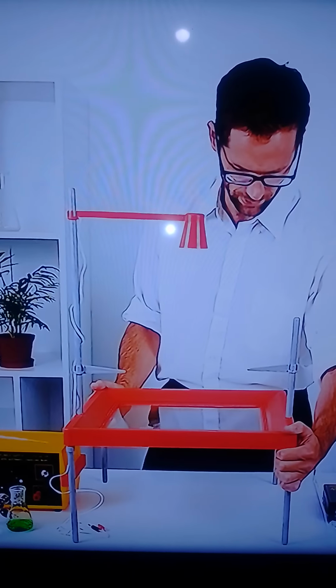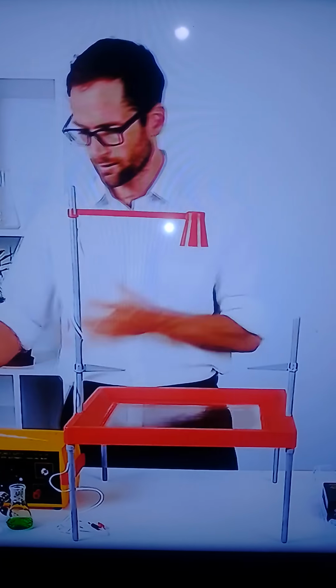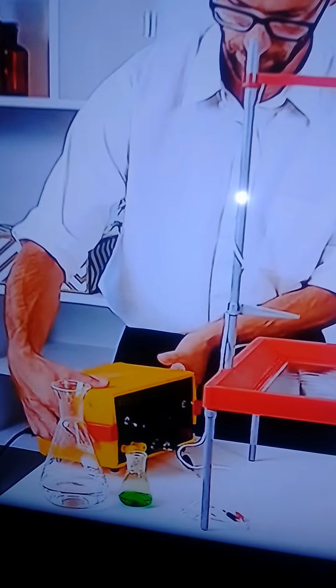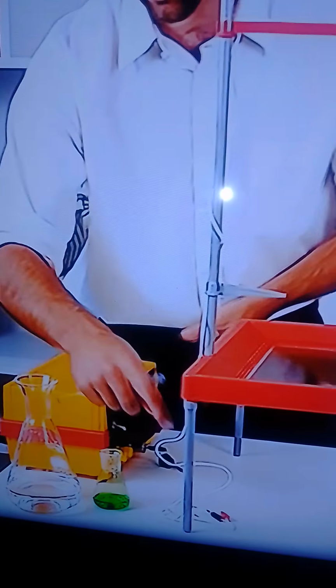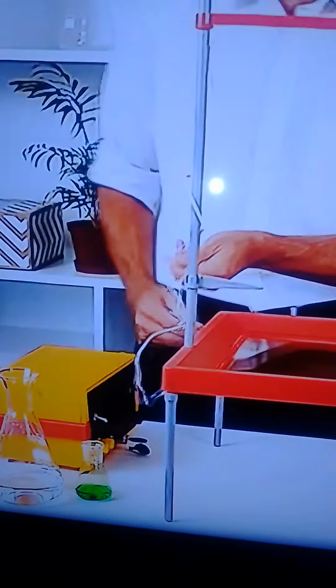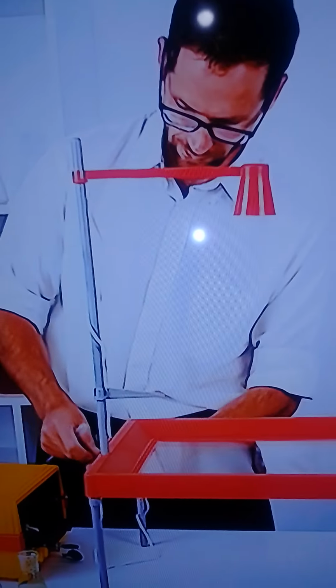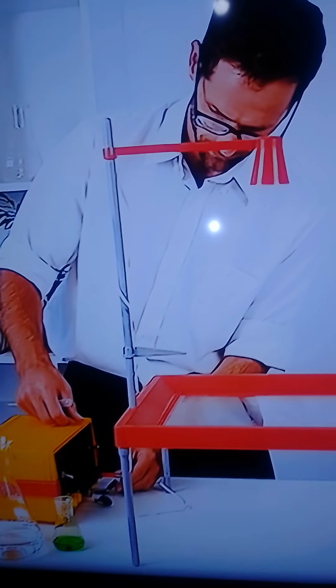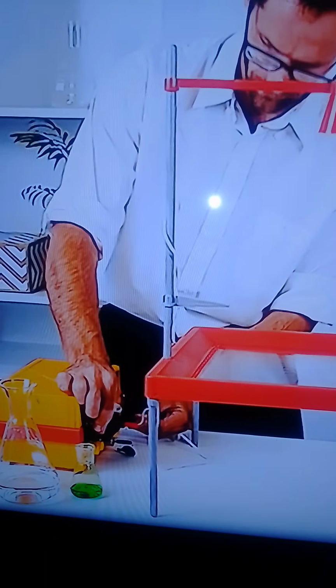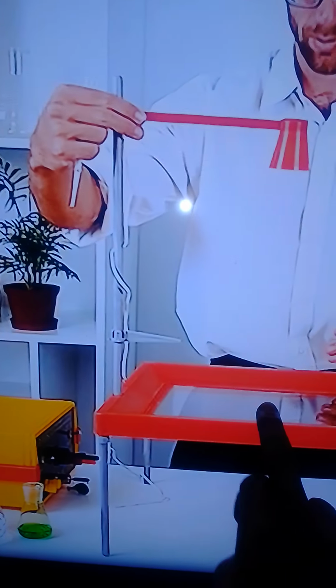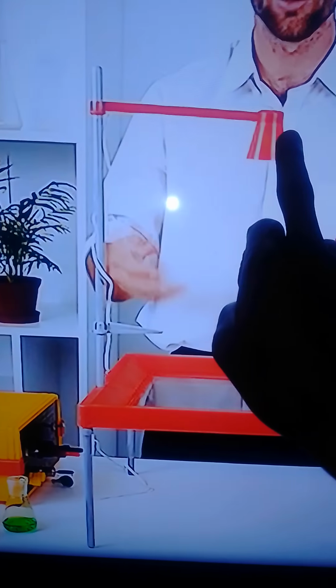We see this white. Now I'm going to use a power supply, and this halogen bulb takes 12 volts. There we go. I'm going to move the light so it's in the center over the tank.